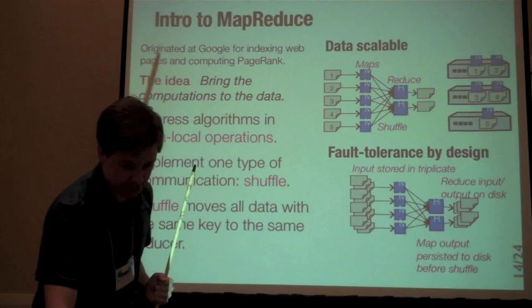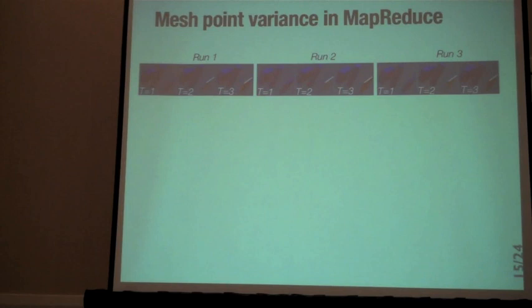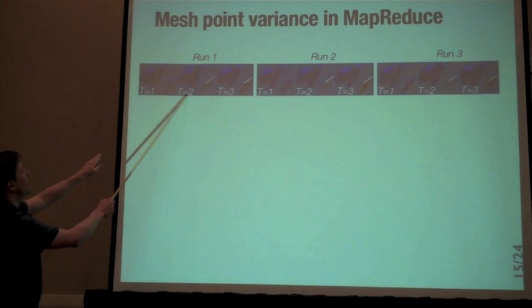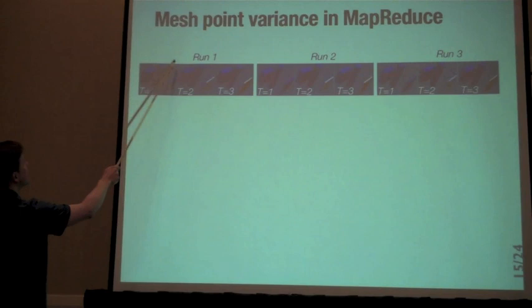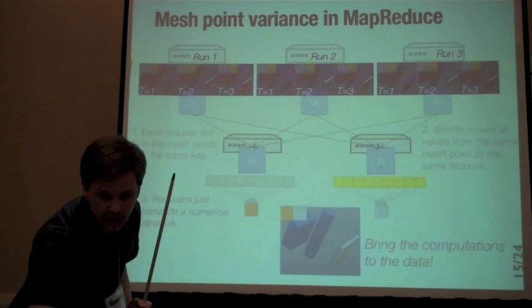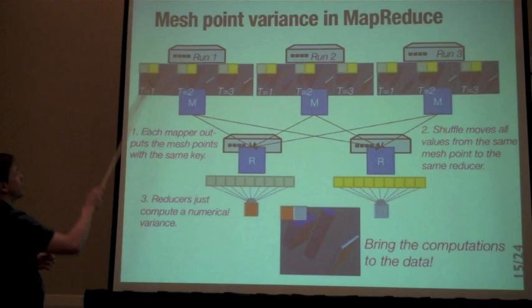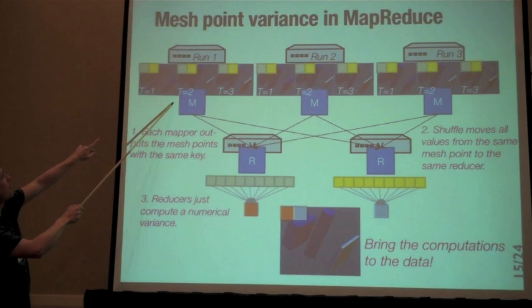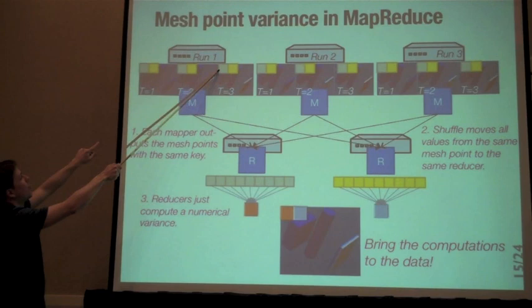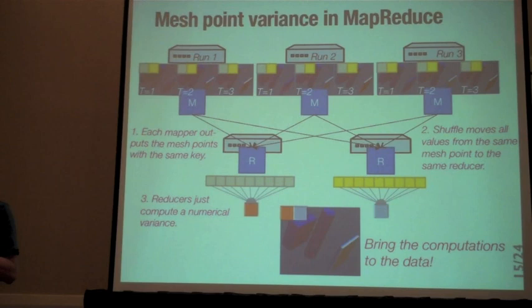All right, just another quick example: how might you do some type of analysis of a simulation output? Here we have three columns of our matrix. Each column has three time steps of a simulation in this case. What we want to do is figure out the variance of a particular mesh point. Suppose we make the simplifying assumption for a picture that each of these runs is stored inside of each machine. Then each mapper is going to output each mesh point with some sort of tag that identifies that mesh point.